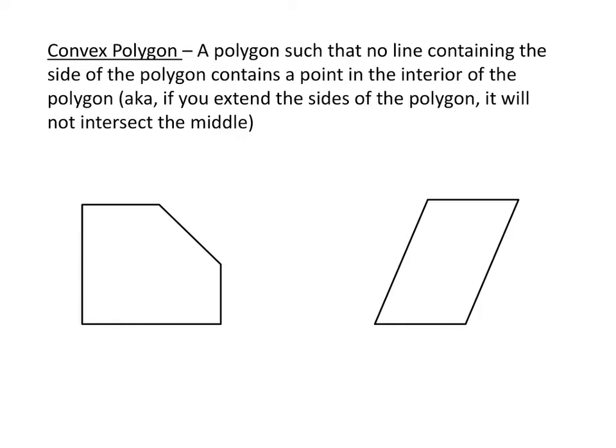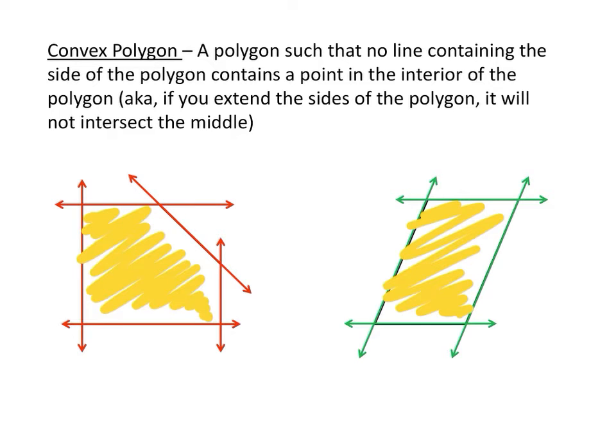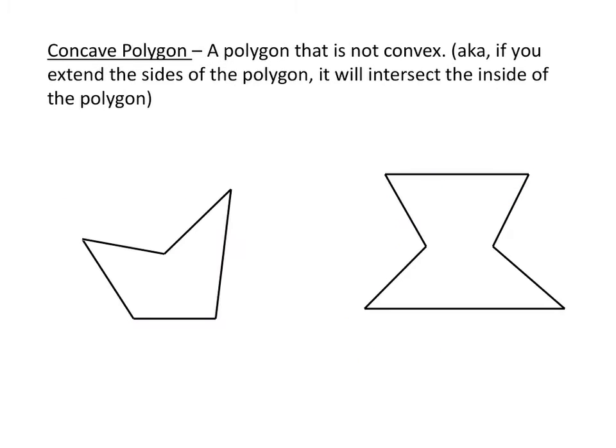We've got our convex, which has no lines on the interior of the polygon when we extend them all. So we can see that no sides are on the interior of the polygon. This would be a convex. Concave is not convex, so when I extend all the sides, they will intersect on the inside, as you can see in these two examples.